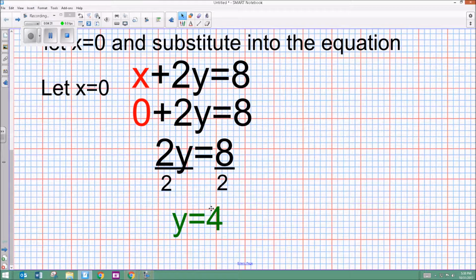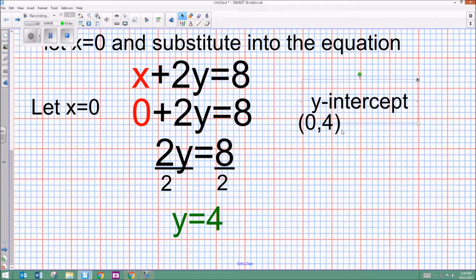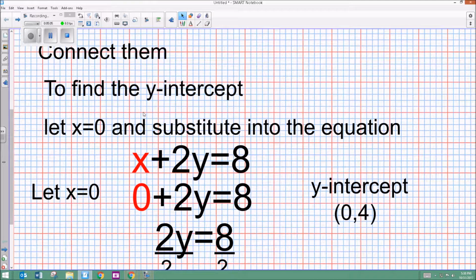So what does that mean? That means when x is 0, y is 4. So that means my first point is x is 0 and y is 4. That's one of my points. So this is called my y-intercept. My y-intercept is (0, 4).